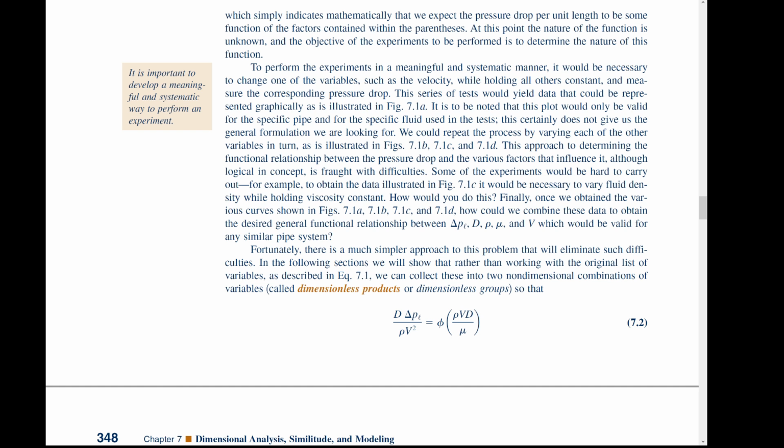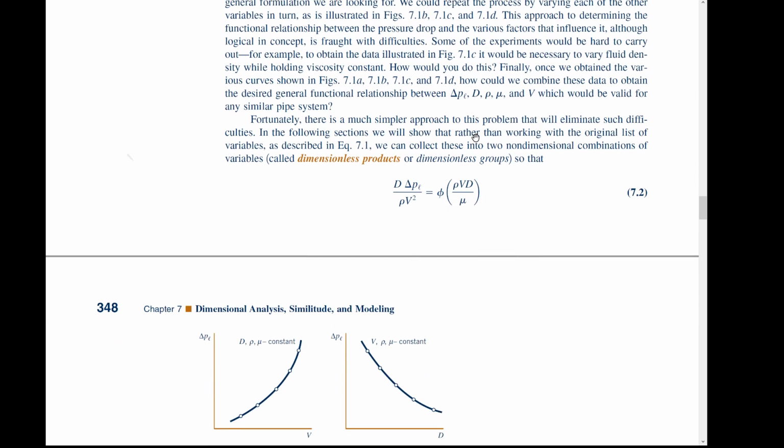For example, to obtain the data illustrated in figure 7.1c, it would be necessary to vary fluid density while holding viscosity constant. How could you do this? Finally, once we obtain the various curves shown in figure 7.1 A, B, C, and D, how could we combine these data to obtain the desired general functional relationship between these variables, which would be valid for any similar pipe system? Fortunately, there is a much simpler approach to this problem that will eliminate such difficulties.